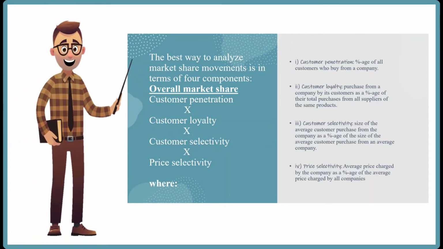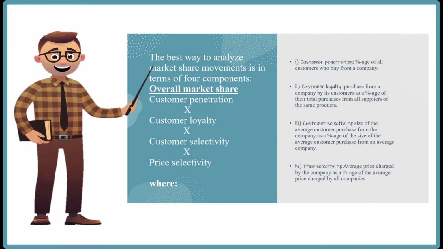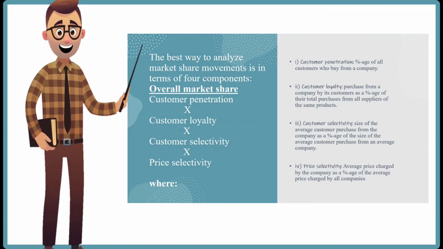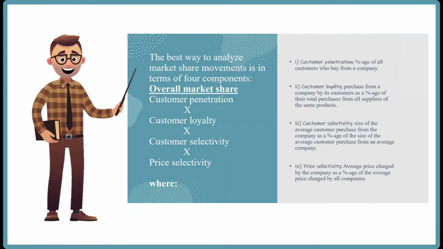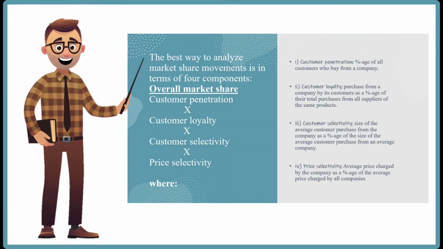The customer selectivity is the size of the average customer purchase from the company as a percentage of the size of the average customer purchase from an average company. And the last, price selectivity, is the average price charged by the company as a percentage of the average price charged by all companies.